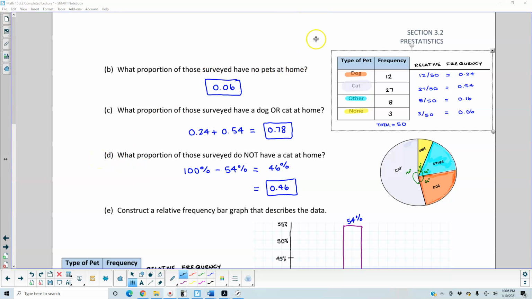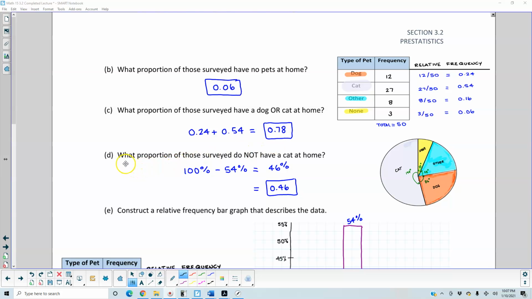Okay, now we want to answer our questions according to what we just figured out. Part B, it says, what proportion of those surveyed have no pets at home, which would be none. Well, we got the relative frequency, the proportion is 0.06, so the answer is 0.06. Part C, it says what proportion of those surveyed have a dog or cat at home? Well, we know that the proportion for dog is 0.24, and we know the proportion for cat is 0.54, and that's OR. So that means we need to add them together, which gives us 0.78.